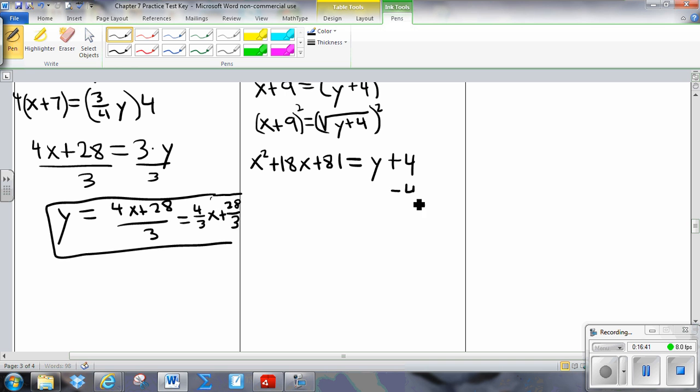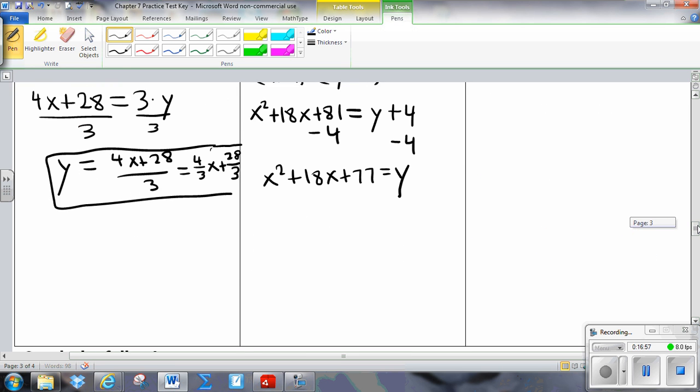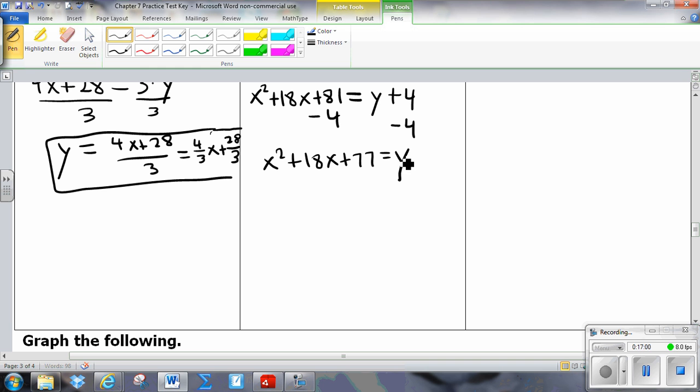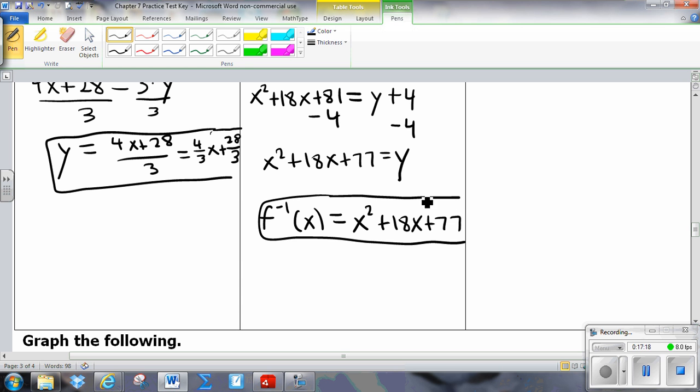Last step, get rid of the 4, so we're going to minus 4 from both sides. You get x squared plus 18x plus 77 equals y. Since this started off as f of x, we have to switch it back to that form. I'm going to flip the equation over. So the y is f inverse of x equals x squared plus 18x plus 77. Alrighty, and that's that one.